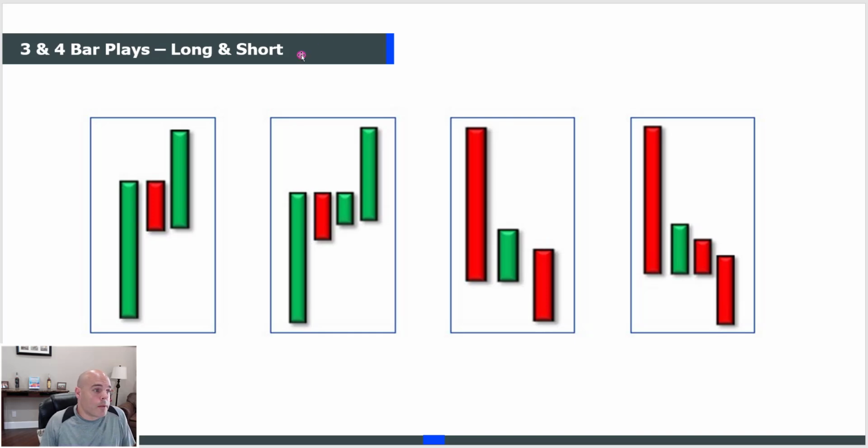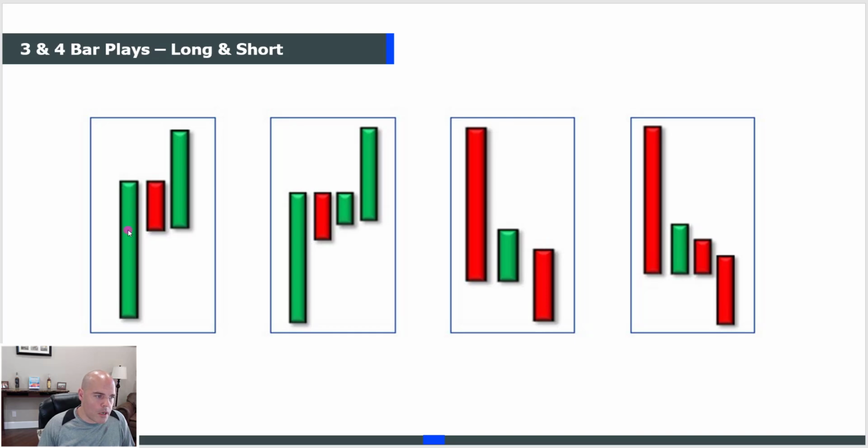So the 3-bar play. This can be done in 2 capacities, a 3-bar play and a 4-bar play, all right? So the first bar must be a wide-ranged igniting bar. What I mean by that is simply this: it cannot be the fourth bar up on a move. It can't be the fifth bar up on a move. I see so many people mistake a 3-bar play for a stock that's up 5 or 6 bars and then puts in a little red bar and then continues higher. That is not, unequivocally, that is not a 3-bar play.